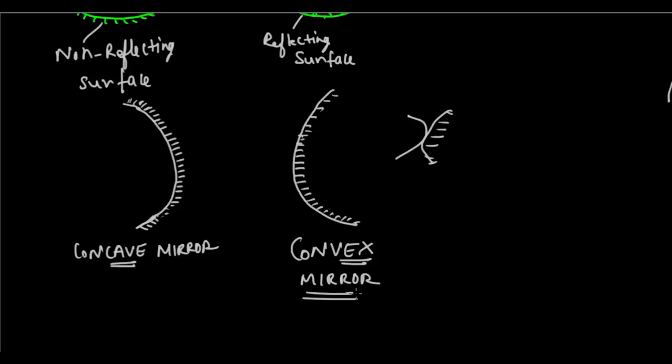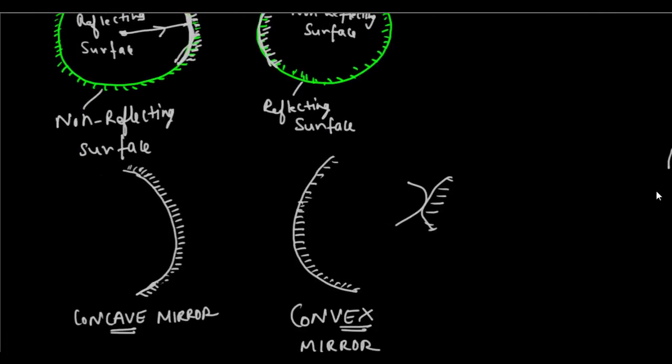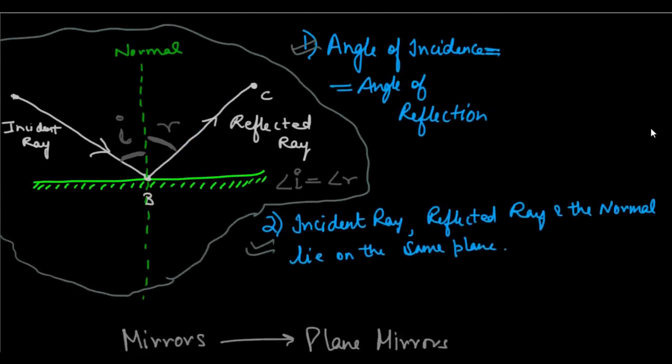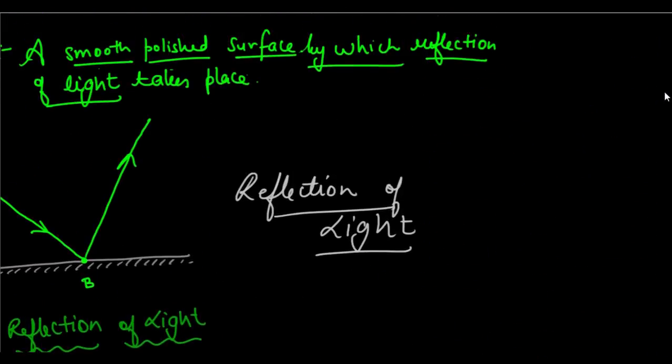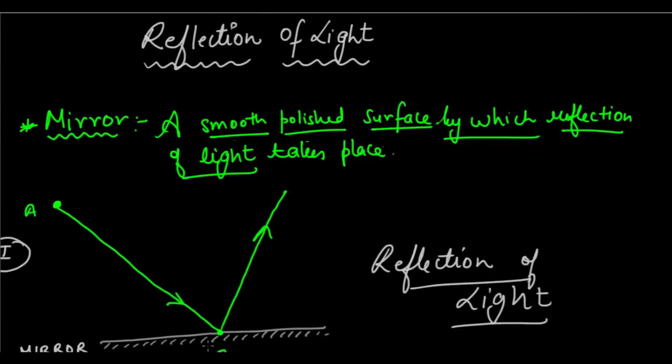I hope that's absolutely clear to each and every one of you. What is a convex mirror and what is a concave mirror? A concave mirror has an inner reflecting surface and an outer non-reflecting surface. And a convex mirror has an outer reflecting surface and an inner non-reflecting surface. That's absolutely clear, I hope. The types of mirrors: plane mirror and spherical mirrors. So this was it for this video. This video discussed the laws of reflection of light, the concept of reflection of light, and the types of mirrors.